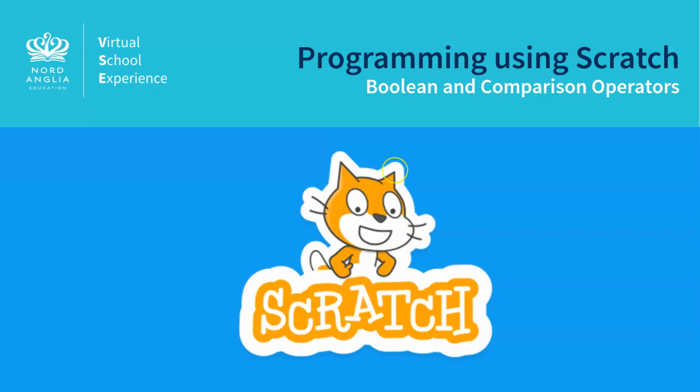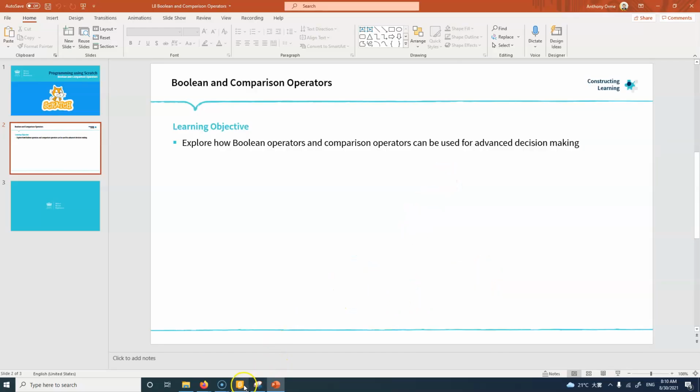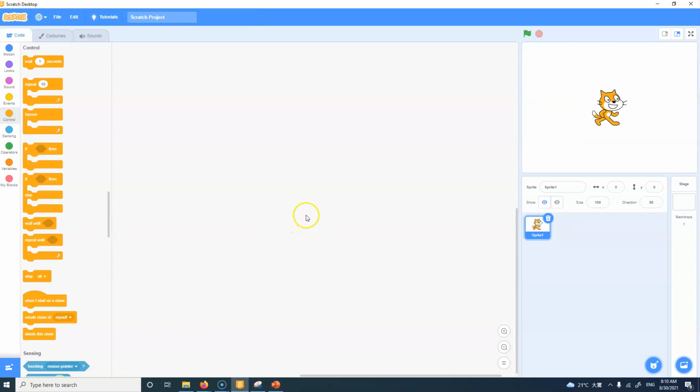In this tutorial we're going to look at Boolean and comparison operators, and we're going to explore how Boolean operators and comparison operators can be used for advanced decision making. So let's have a very quick look at Scratch and how it's implemented.